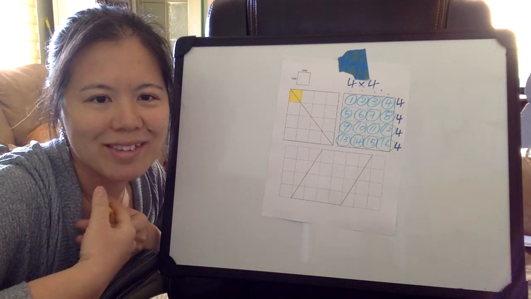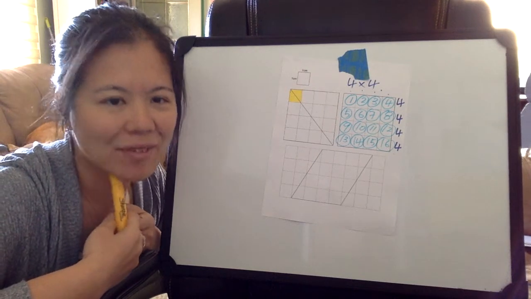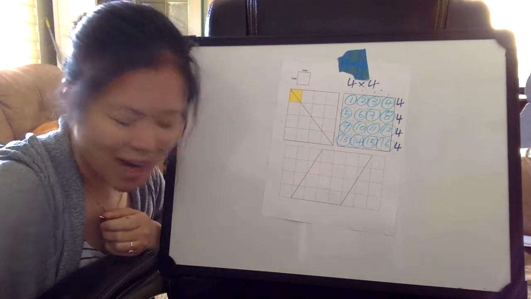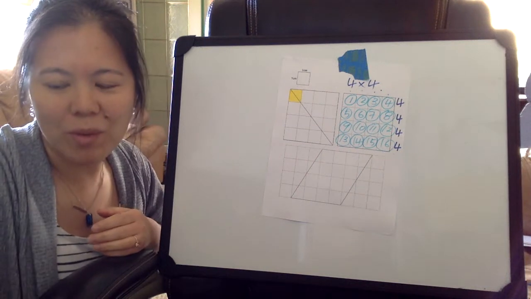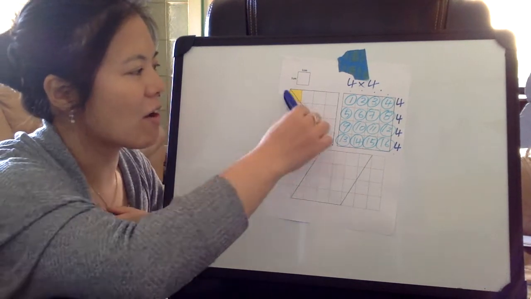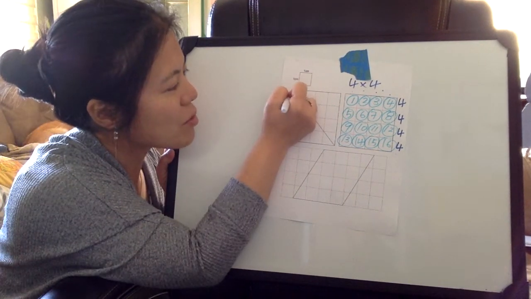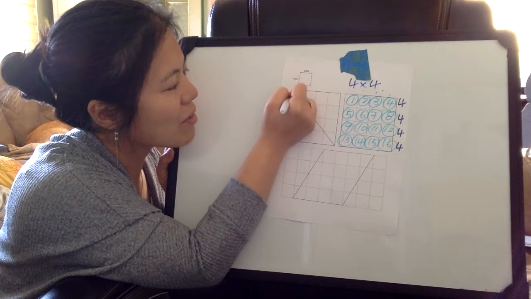What do you notice? Well, I notice that it's cut in half. That means I can think, if I wanted to know the area of this side of the triangle, I can count this one as 0.5 because I don't quite have 1.